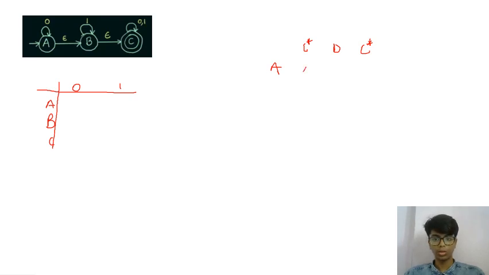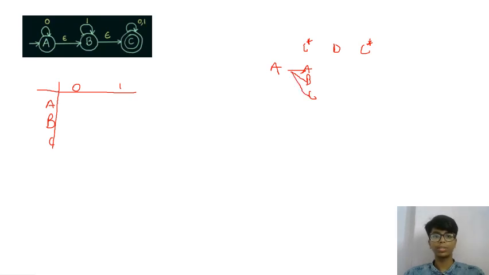So let us convert the NFA with epsilon transition to NFA without epsilon transition. Let us take the input. Zeros and ones are inputs and the states are A, B and C. So first epsilon closure, with input 0. A's epsilon closure is A itself, B and C. So A, B and C.